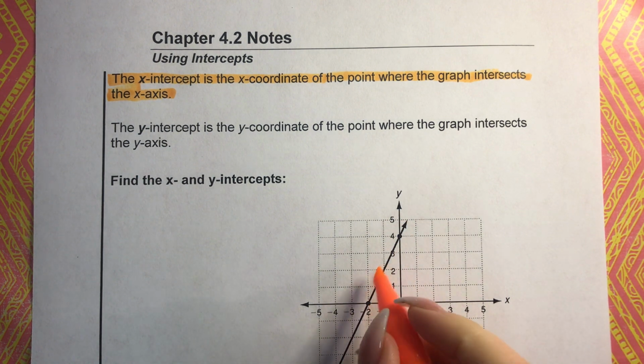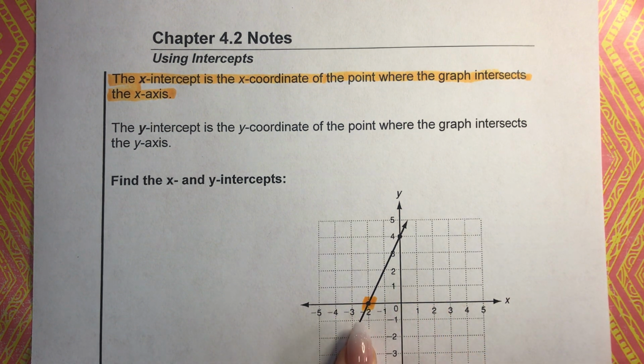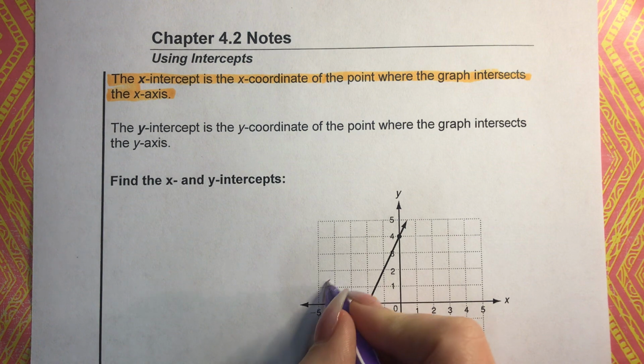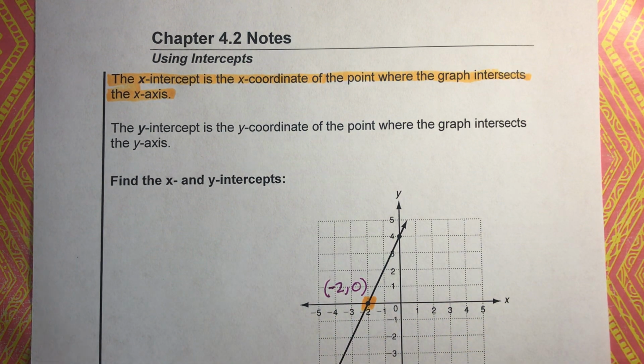And it intersects right here. This is the x-axis, so the line intersects right here. So this ends up being our intercept. Now it says the x-coordinate of the point. So it intersects in a point, right? So what is that point? What is that ordered pair? That ordered pair is -2, 0, right?